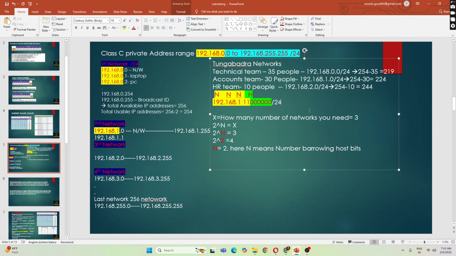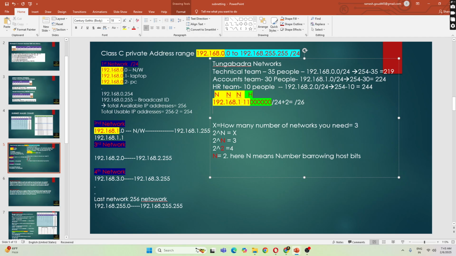Now, in total how many network bits do we have here? 24 plus 2 equals 26, so slash 26. Now convert this into a subnet mask. The subnet mask is this, right? Convert this binary into decimal. What is the value? 192, or else it is slash 26.